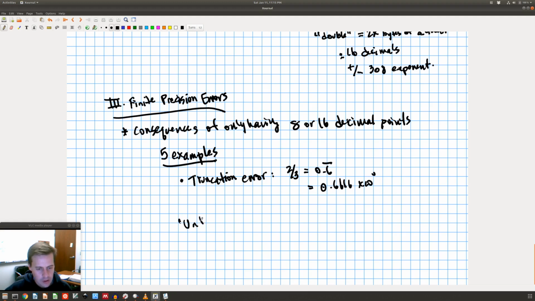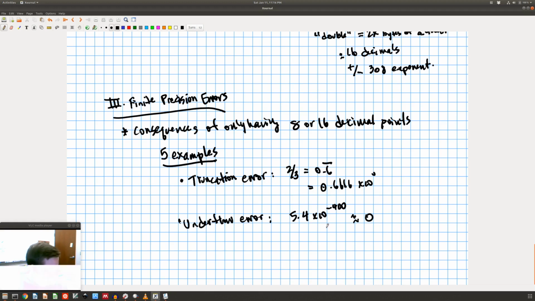I have what's called an underflow error. That's if I try and represent 5.4 times 10 to the negative 400, my computer is just going to call that 0. Now that's a really small number, but maybe I happen to care about that level of precision, and I just now lose all of that, right? Because I can only have maybe 308.